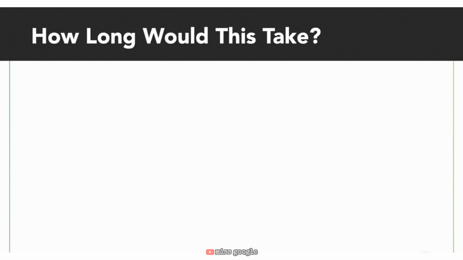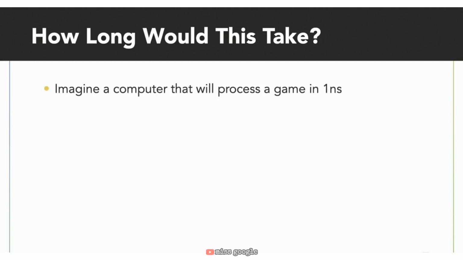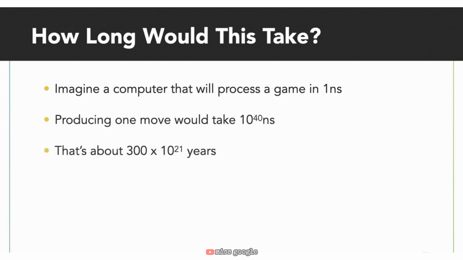This is where the fun begins. Imagine a computer that is capable of processing a whole game of chess in 1 nanosecond. By game, I mean a state in the search tree, a chessboard. This is very optimistic because today a computer may be expected to perform a single operation in 1 nanosecond. An operation like an addition or a multiplication, not checking all 64 squares in a chess game. But let's dream. So in this computer, producing one move would take 10 to the 40 nanoseconds. That's about 300 times 10 to the 21 years.